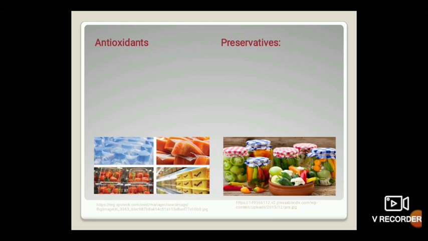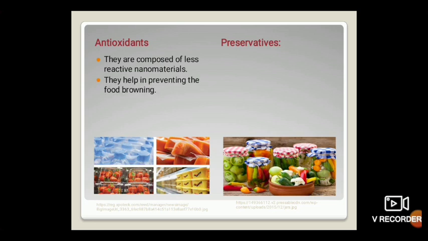Antioxidants. Many nanoadditives are designed to act as antioxidants. They are composed of less reactive nanomaterials and they help in preventing the food browning. For example, silicon dioxide, gallic acid nanoparticles act as antioxidant in food particles.